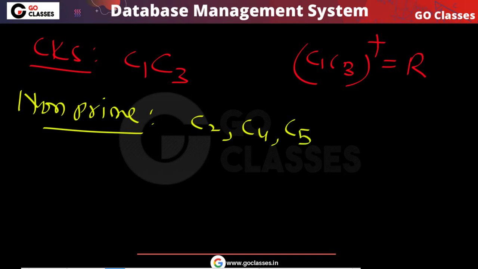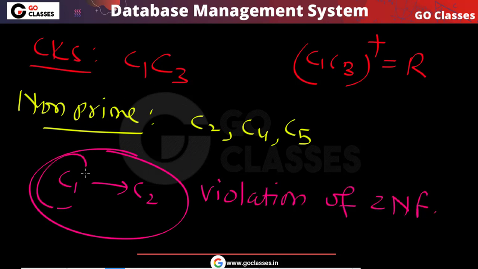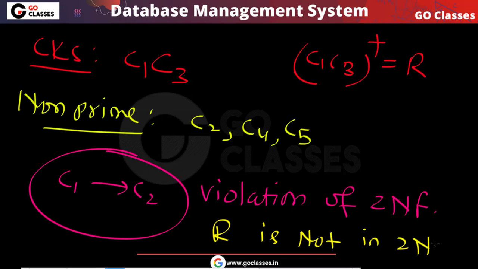Now let us check for violation of 2NF. Is there any violation of 2NF? Violation of 2NF means a subset of a candidate key determines a non-prime attribute. So is there any violation? Yes, of course, because C1 determines C2. A proper subset of the candidate key determines a non-prime attribute. This is a violation of 2NF, and when this happens, I can say your relation R is not in 2NF.